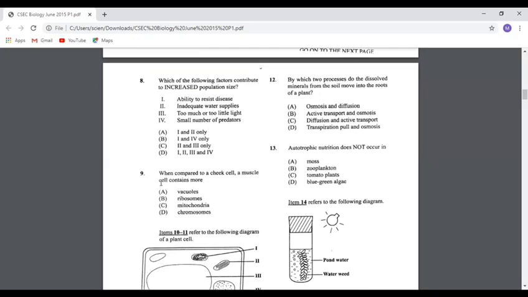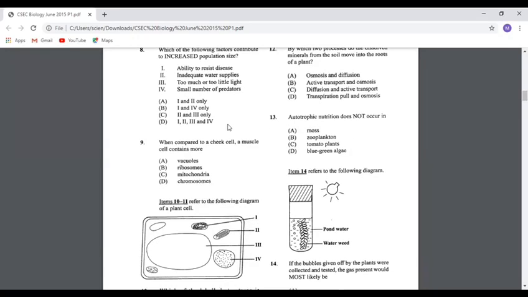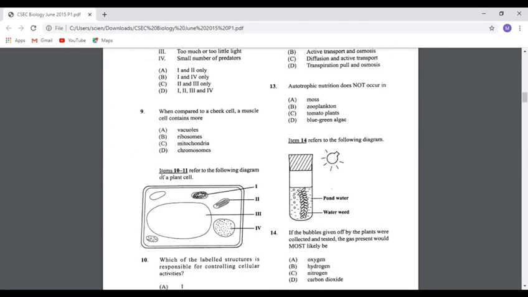Number 9. When compared to a cheek cell, a muscle cell contains more: A, vacuole; B, ribosome; C, mitochondria; D, chromosome. So the answer would definitely have to be C, mitochondria.